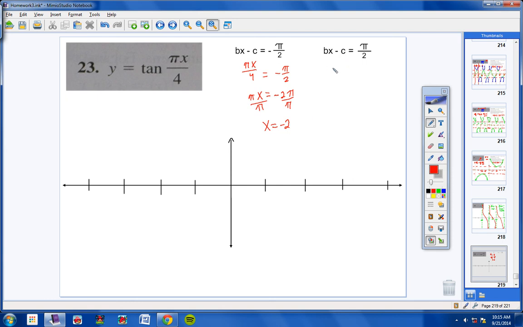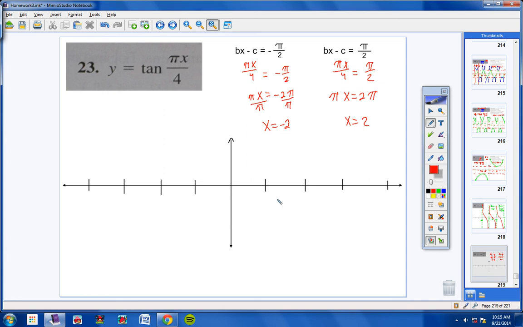Now let's come over here, and let's take, again, pi x over 4 equals pi over 2. Multiply both sides by 4. You get pi x equals 2 pi. Divide both sides by pi, and x equals 2.